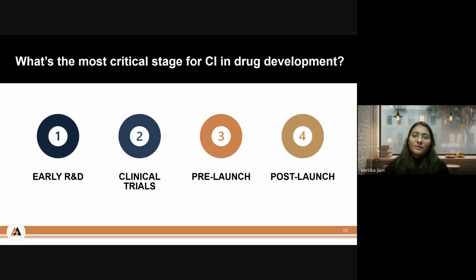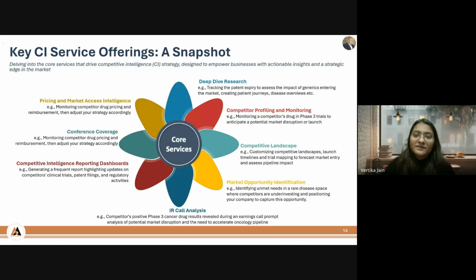So now let's hear from Atul in detail about the CI offerings, the techniques that we use to do competitive intelligence, and different challenges and opportunities that CI presents. Over to you, Atul.